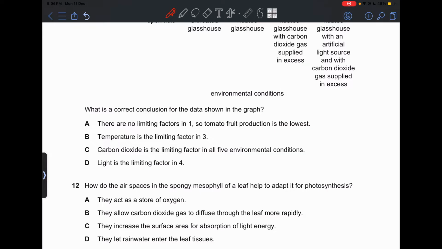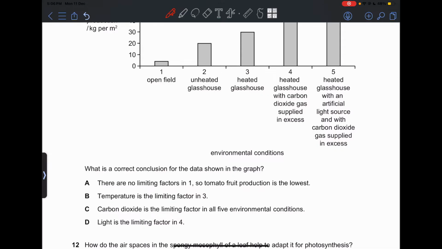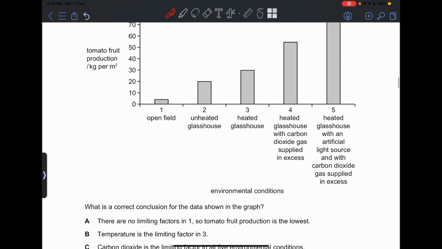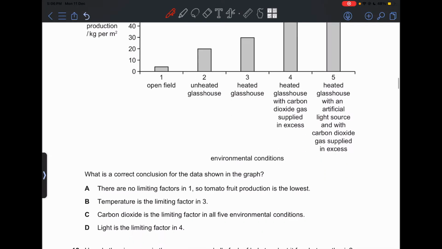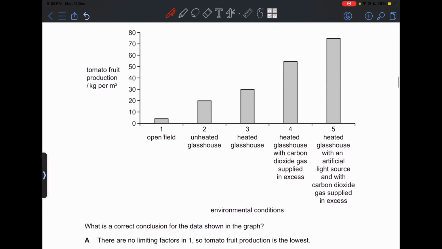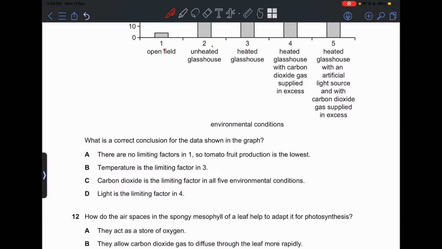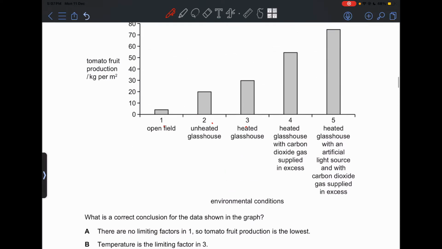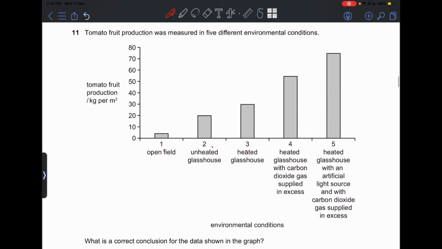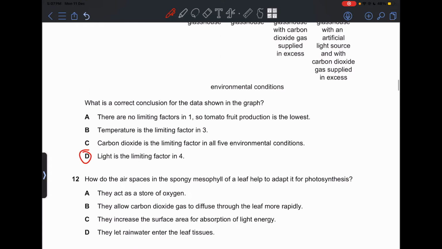C says carbon dioxide is the limiting factor in all 5 environmental conditions. Actually, it is not in all 5, because in number 4 and 5 there is carbon dioxide gas supplied in excess. So it is just in 1, 2 and 3, not in 4 and 5. D says light is the limiting factor in number 4. This is actually correct, because in number 5 we can see there is a higher production when there is an artificial light source supplied, and in 4 there is no artificial light, so that means there is a lower production. So our answer is going to be D.